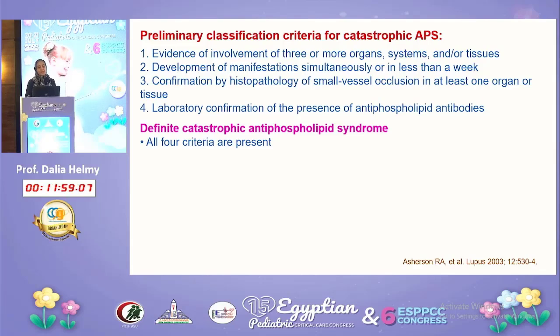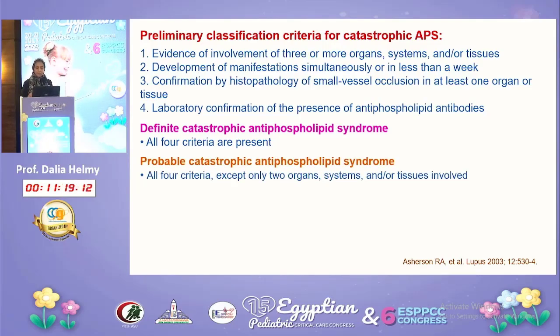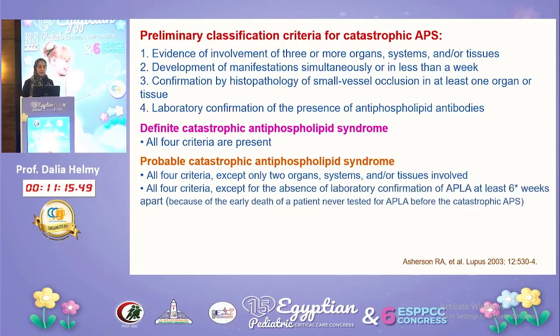The preliminary classification proposed by Asherson and colleagues for catastrophic antiphospholipid antibody syndrome in 2002, starts with evidence of involvement of 3 or more organs, systems, and/or tissues, development of manifestations simultaneously or serially in a very short duration, usually less than a week, confirmation by histopathology of small vessel disease, and it is very important that it is non-inflammatory, not secondary to vasculitis. Laboratory confirmation of the presence of antiphospholipid antibodies. So we term it definite if all 4 criteria are met, and probable if any of which are not evident, like 2 organs instead of 3, or absence of laboratory confirmation because of patient death, or absence of histopathology.